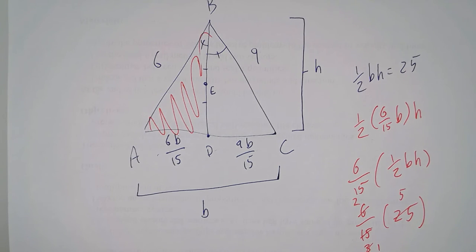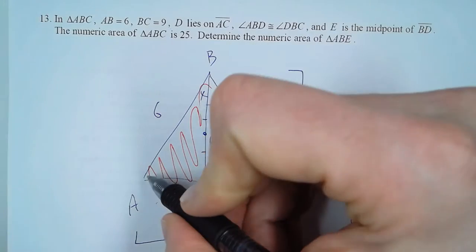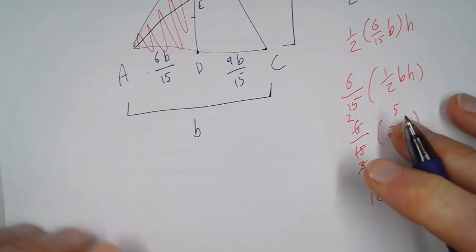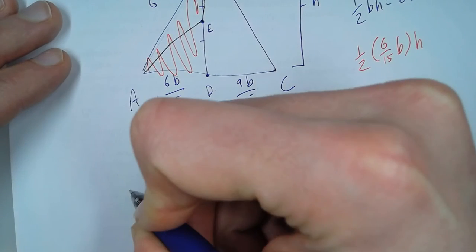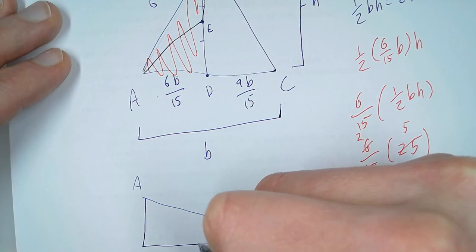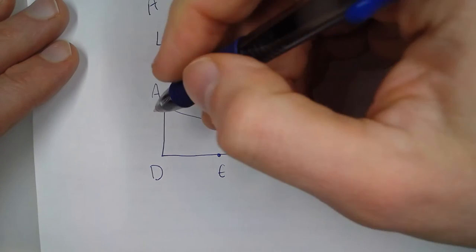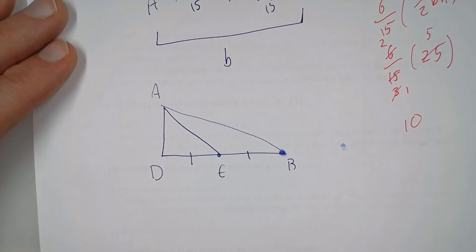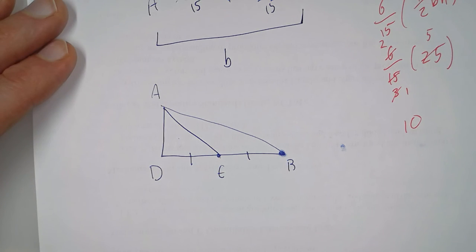But what we want to know is what is the area of triangle ABE. Right here. So I'm going to draw this half down below, but I'm going to give it a turn. We have A, we have D, we have E, and we have B right here. Now we know that this and this are equal lengths because they tell us that E is the midpoint. And the height of these two triangles, this one and this one, are equal.